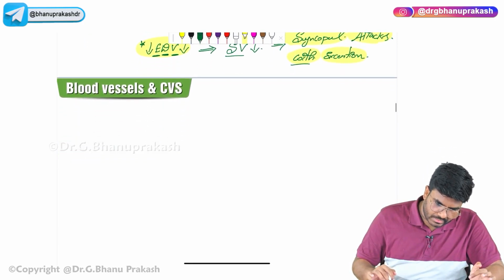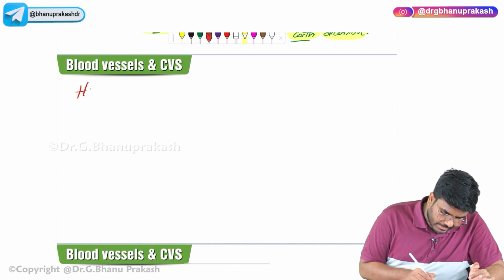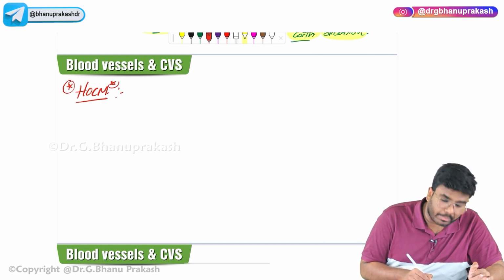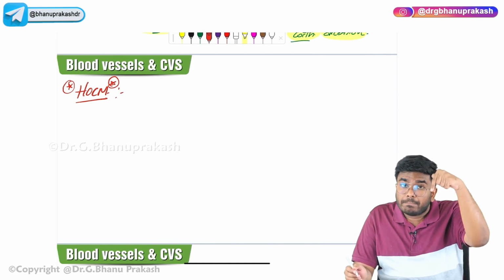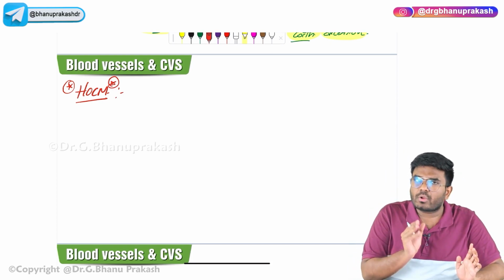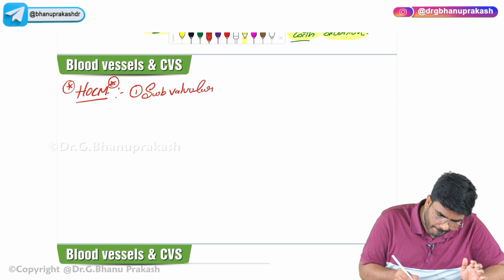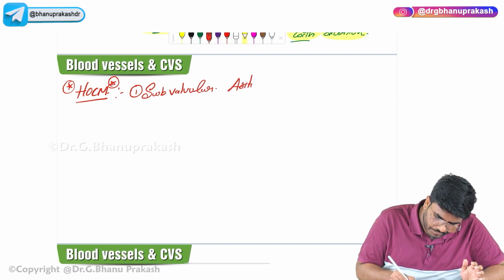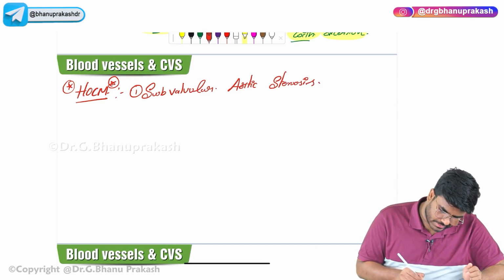Now, apart from that, what else you should know is, in this HOCM, hypertrophic obstructive cardiomyopathy, there is subvalvular narrowing. I have already taught you, below the aortic valve there is no problem with the aortic valve itself, but below the aortic valve, due to asymmetrical septal hypertrophy, there is narrowing. So this is called subvalvular aortic stenosis.